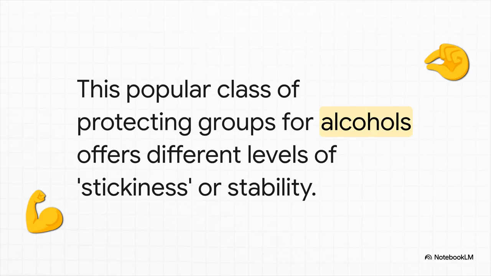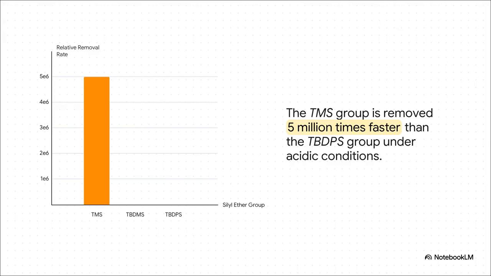To really get a feel for this, let's just zoom in on one really popular class of these things, used for alcohols. They're called silyl ethers. The key thing to understand here is that even within one family of tape, you can get all these different levels of, well, stickiness.